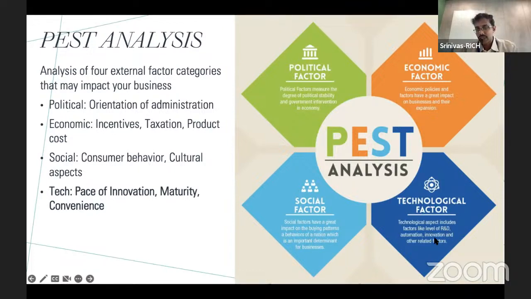And technological factor. So what is the innovation scene like? How fast is the technology growing? Is it a wise thing to actually launch the product now, when I see that maybe in 6 months to a year, the technology may be completely obsolete, right? So looking at external factors beyond your control is what a PEST analysis does. So looking at political, economic, social, and technology factors.